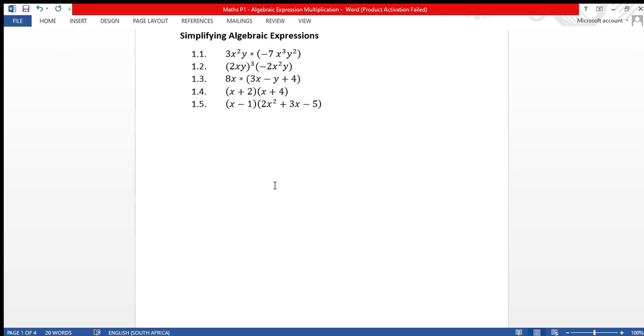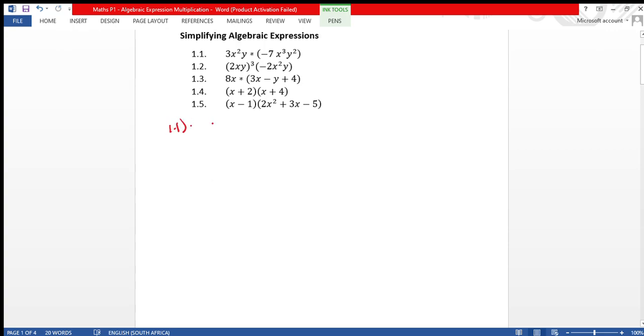Today we'll be doing the third lesson on algebraic expressions. We'll be doing multiplication. So let's start with the first question. The first question says 3x squared y multiplied by minus 7x cubed y squared. Okay, let's figure that one out.